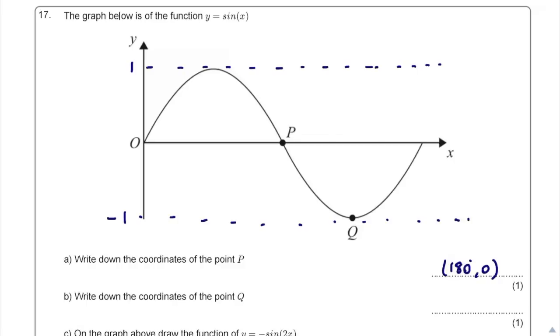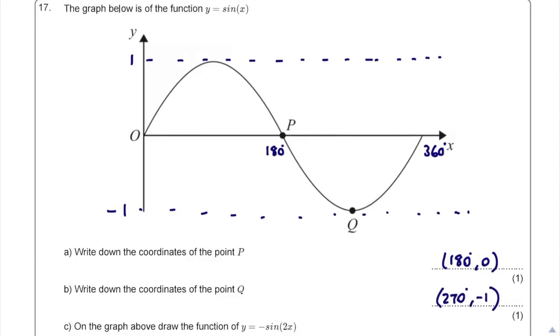Now in its x value, well, if P had an x value of 180, and we know that its complete oscillation ends at 360 degrees, then the x value for Q is going to be halfway between 180 and 360. So that is 270. So we're going to have the coordinate 270, minus 1.